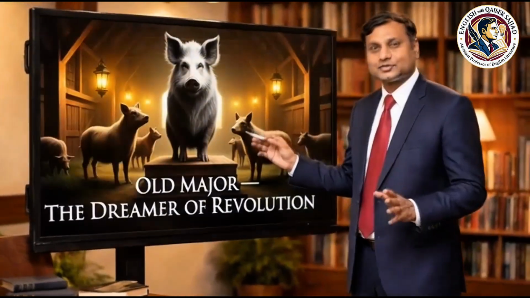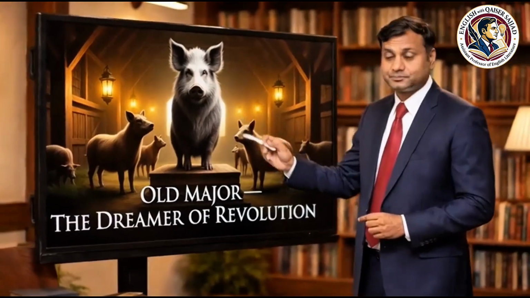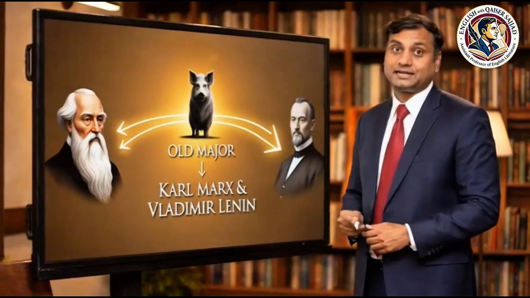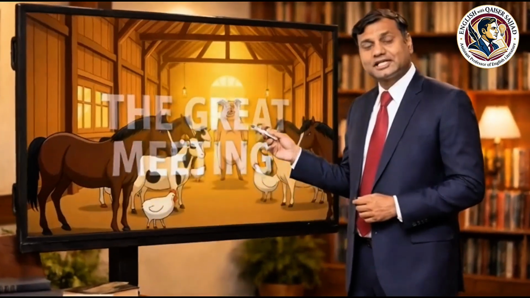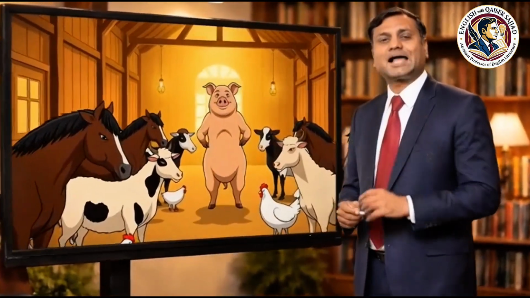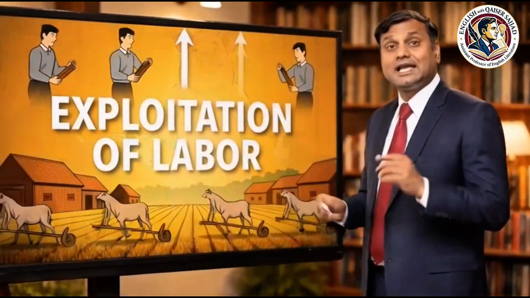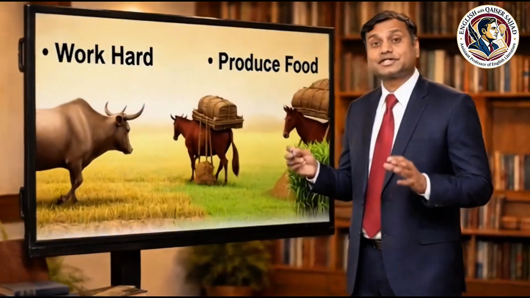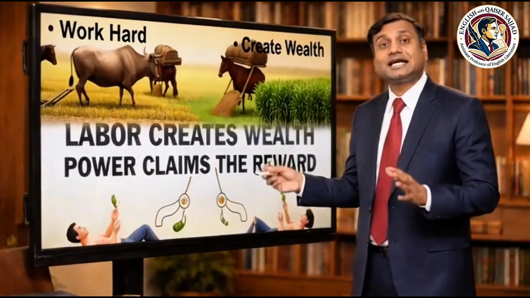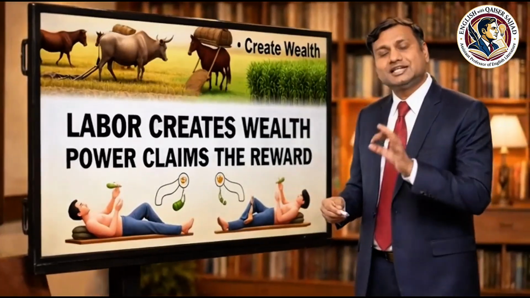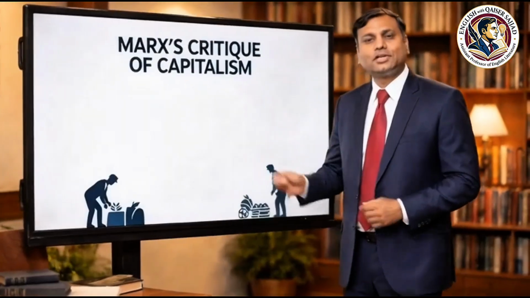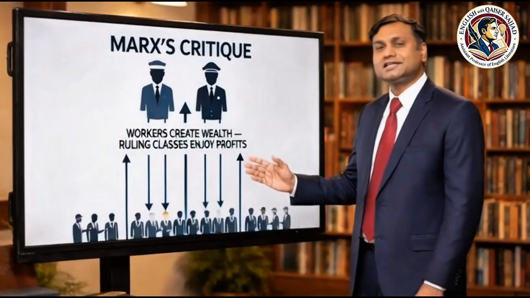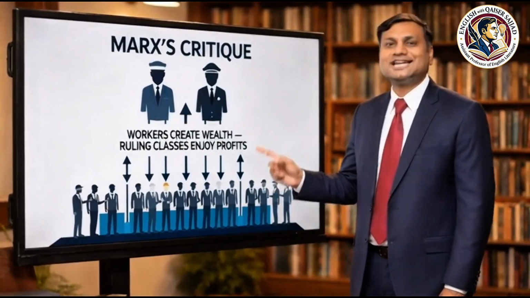Let us begin with the character who starts everything: Old Major. Old Major represents a combination of two important historical figures, Karl Marx and Vladimir Lenin. As you may remember, Old Major gathers all the animals together and delivers a passionate speech. In this speech, he argues that humans exploit animals. The animals work hard. The animals produce food. The animals create wealth. Yet humans enjoy all the benefits. This argument closely resembles Marx's criticism of capitalism. According to Marx, workers create wealth, but the ruling class enjoys the profits.